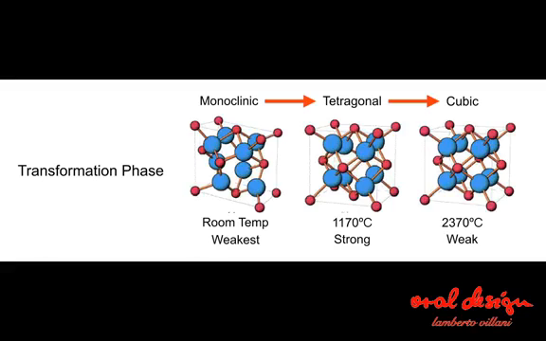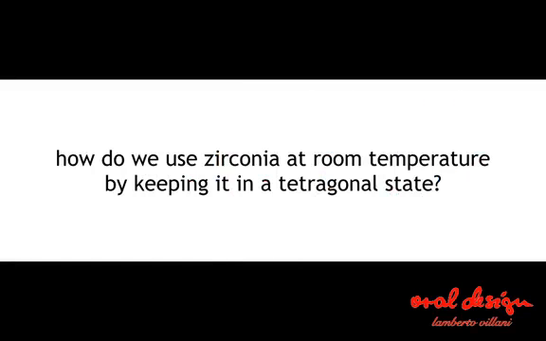The real problem with zirconia is that it is not a stable material. And when it cools, it tends to return to the monoclinic state, with mechanical problems related to dimensional changes. So, how do we use zirconia at room temperature? By keeping it in a tetragonal state.